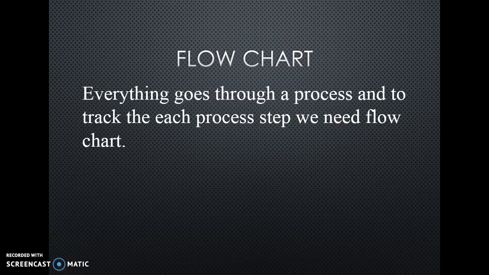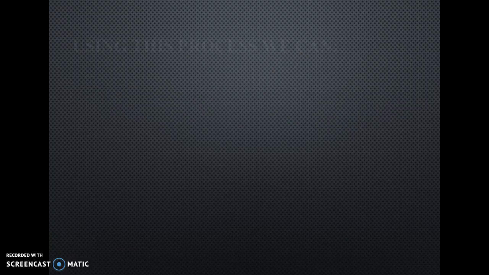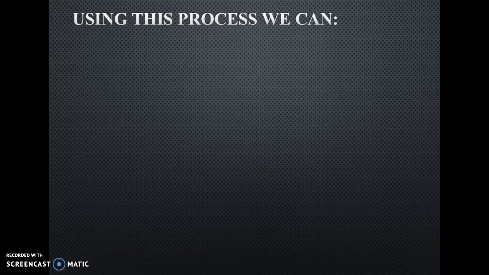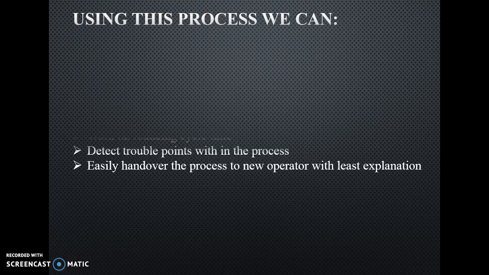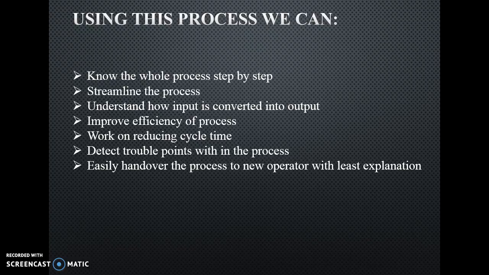Only with the help of a small flowchart can we get to know each and every process going on the shop floor. So what can we do using the different flowcharts? First, know the whole process step by step, then streamline the process and understand how input is converted into output. Improve efficiency of a process. Work on reducing cycle time. Detect trouble points within the process. Easily hand over the process to a new operator with the least explanation. It's obvious now.